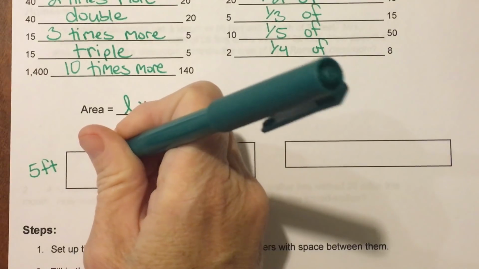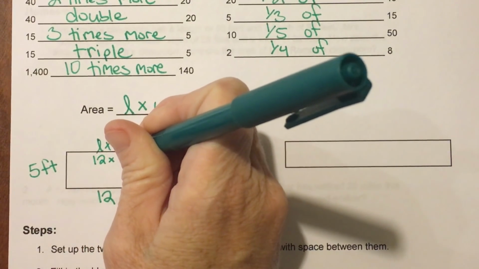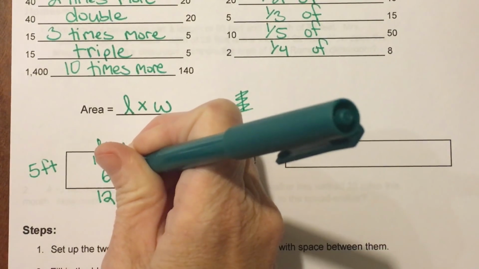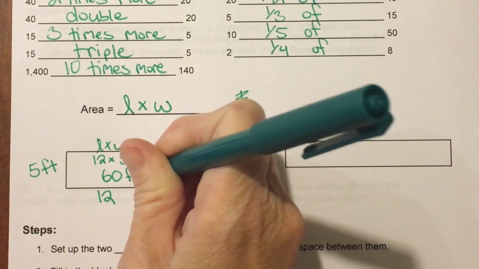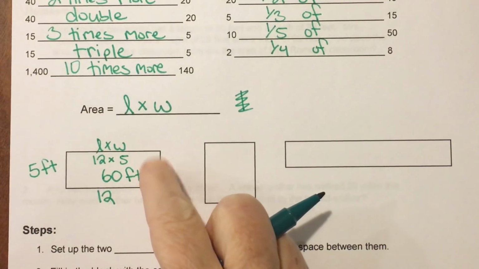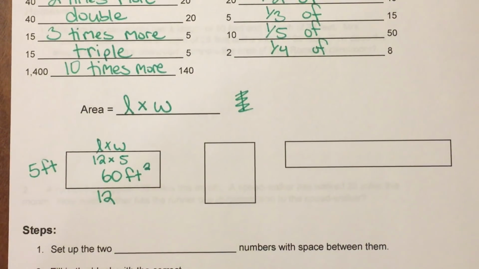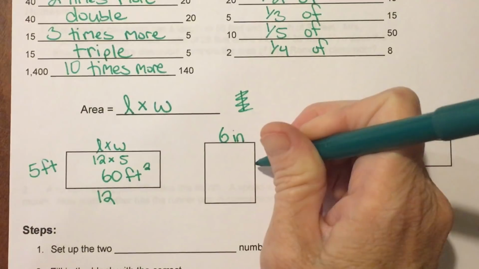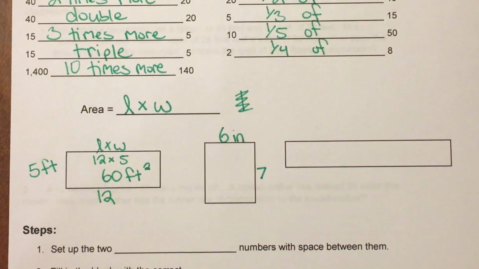Well, my length is 12. My feet is 5. So I'm getting 60 feet. And we actually put a little exponent up there called squared, because your answer is always going to be squared. Okay, so what if on this one I said this was 6 inches and this is 7 inches? I'll give you a second to try that one.